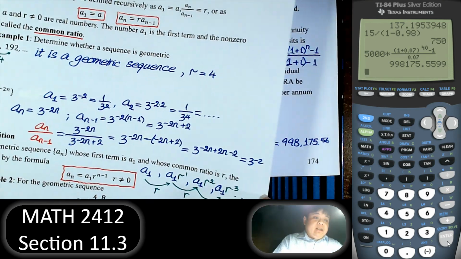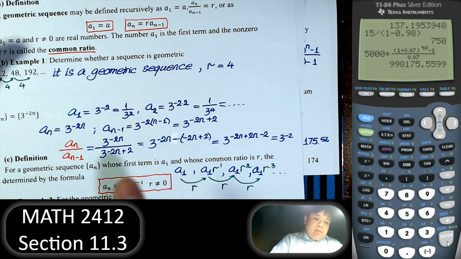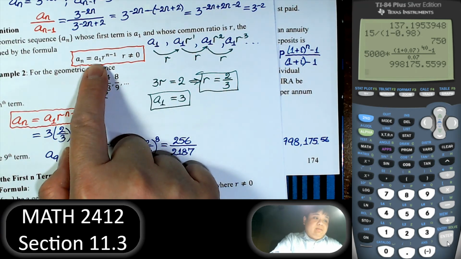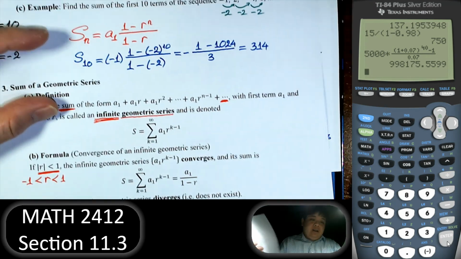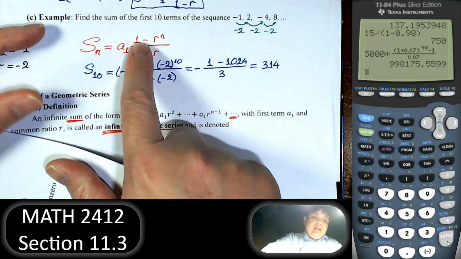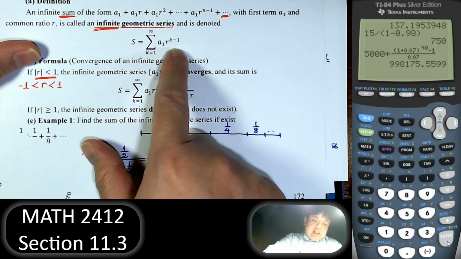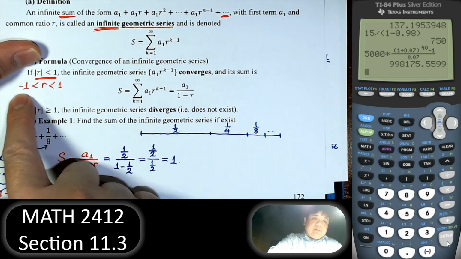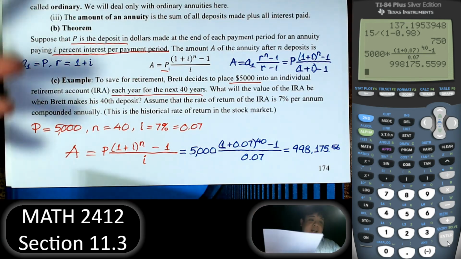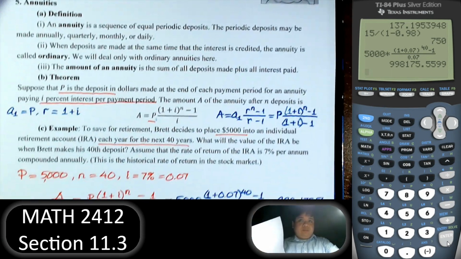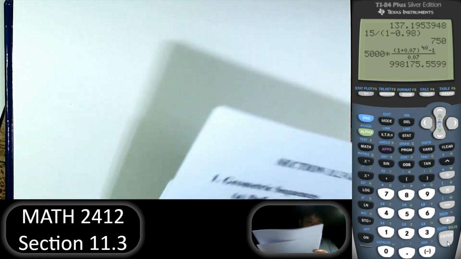Right, so that's all we have in this section. Geometric sequence: the formula for the nth term, and the sum of the first n terms. The sum of a geometric series is that, but only when r is between -1 and 1. And then we have some applications. That's all I want to cover in this section.